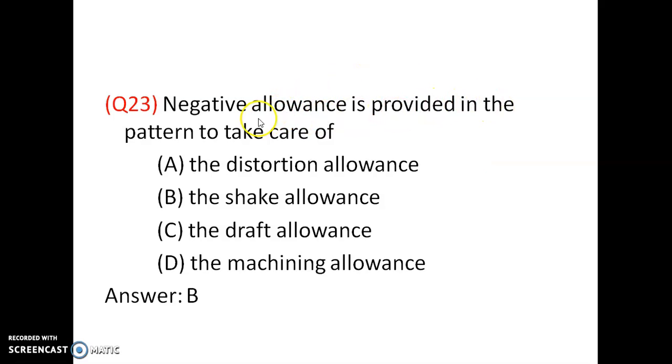Negative allowance is provided on the pattern to take care of which? Options: distortion allowance, shake allowance. Positive allowance is added and negative allowance is provided in the pattern to take care of shake allowance. Due to the shaking, the wall's size can change, so negative allowance can be given. So option B is correct, negative allowance for shaking.